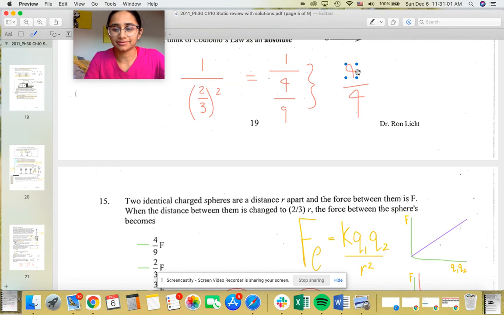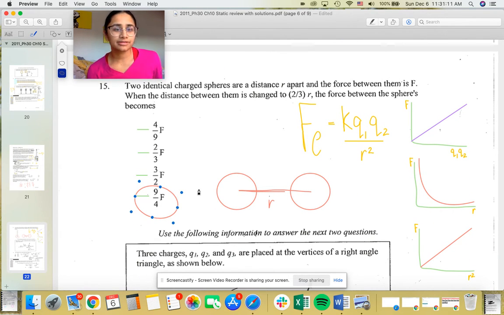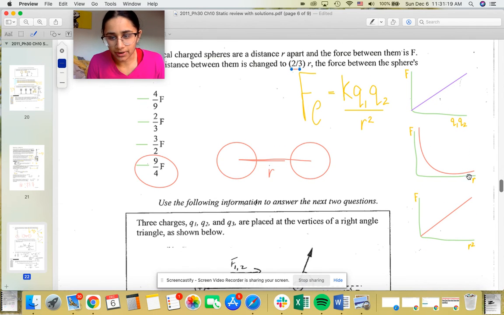9 over 4. That 9 over 4 does not look like a 9, but it's okay. The answer to this question is D, the fourth option, because like I said before, since we decrease the distance, the force is actually going to increase. And that's because the closer you are, so the less your distance is, the higher the force is.